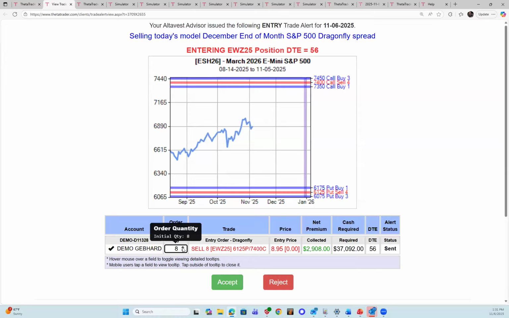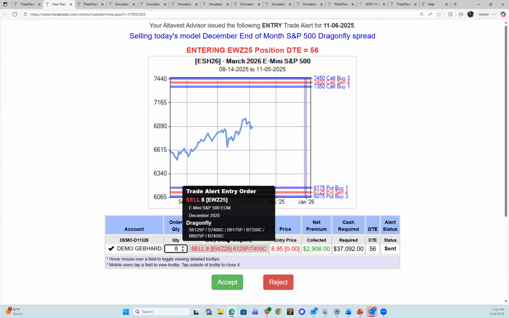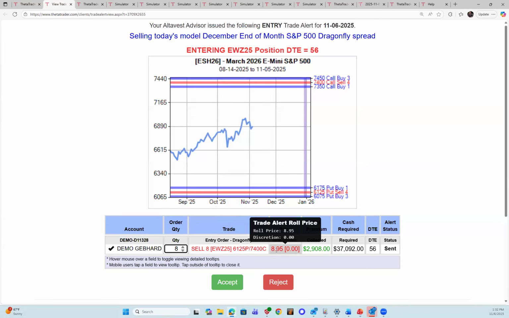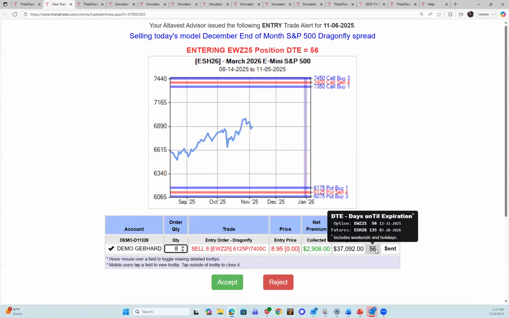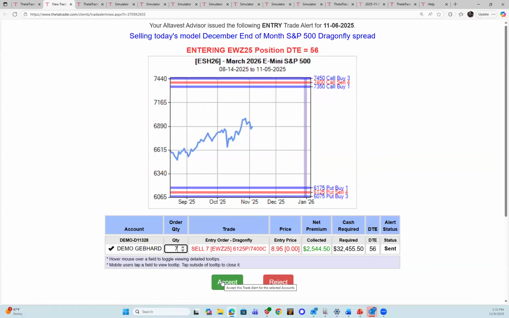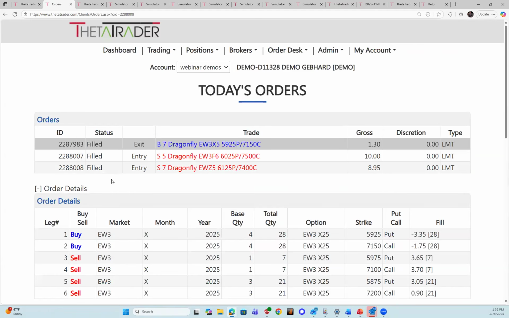So this came in at 8 based on the account balance and so forth in this demo account. And you can see here all the details by hovering over. You're trying to get it for 8.95 points. There's the premium being collected and the cash required. And this is all basically net of all commissions and fees, I should mention as well. It has 56 days till expiration. So I'll go ahead and just change it just to be different. We'll sell 7 of these and we'll go ahead and accept that alert. And there you go. Just sold 7 of those dragonflies. It just assumes you're filled as a demo account.